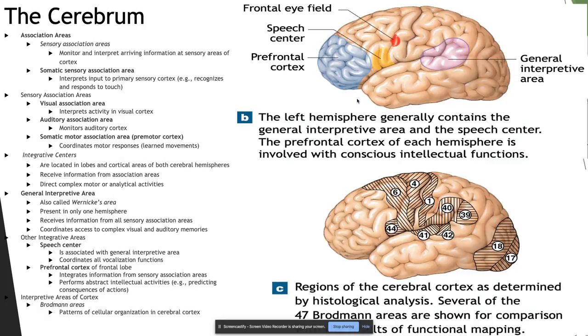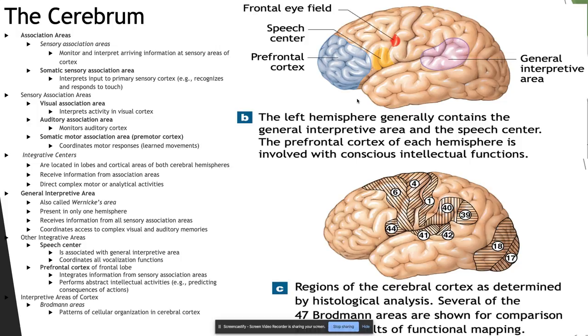Talking a little bit about association areas, the sensory and motor regions of the cortex are connected to nearby association regions of the cortex that interpret incoming data or coordinate motor responses. Like the information provided by the gauges in a car, arriving information must be noticed and interpreted before the driver can take the appropriate action. So sensory association areas are cortical regions that monitor and interpret information that arrives at the sensory areas of the cortex. Examples include the somatic sensory association area, the visual association area, and the auditory association area.